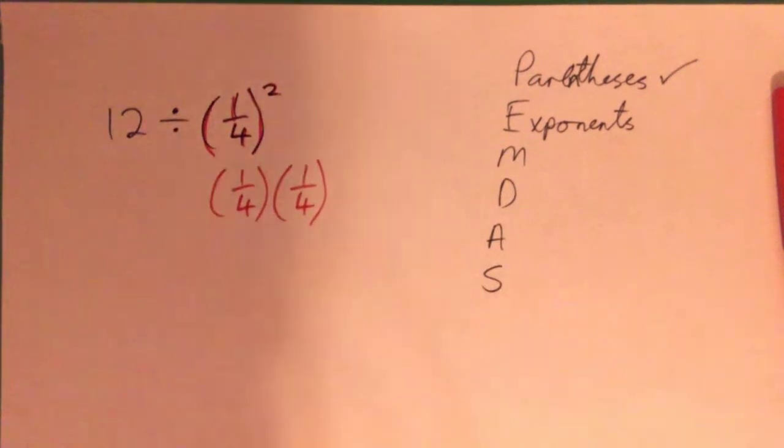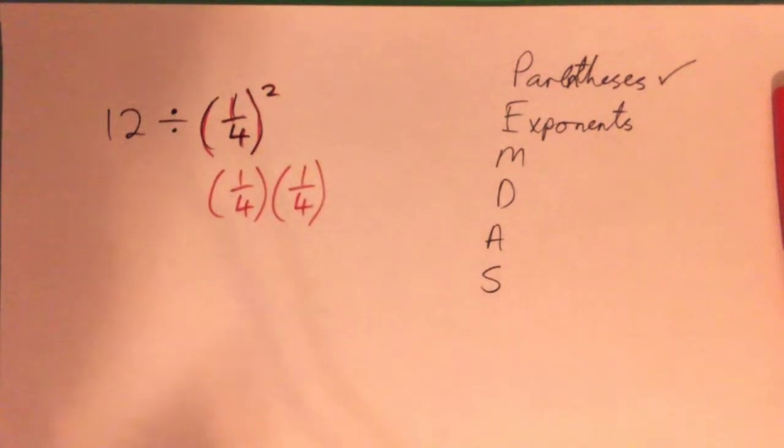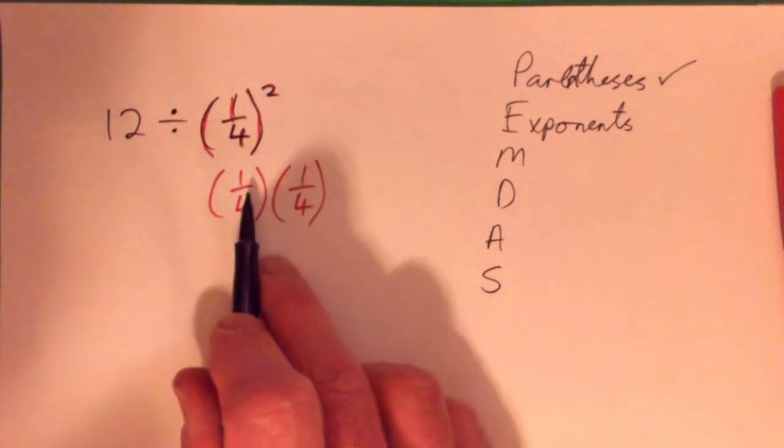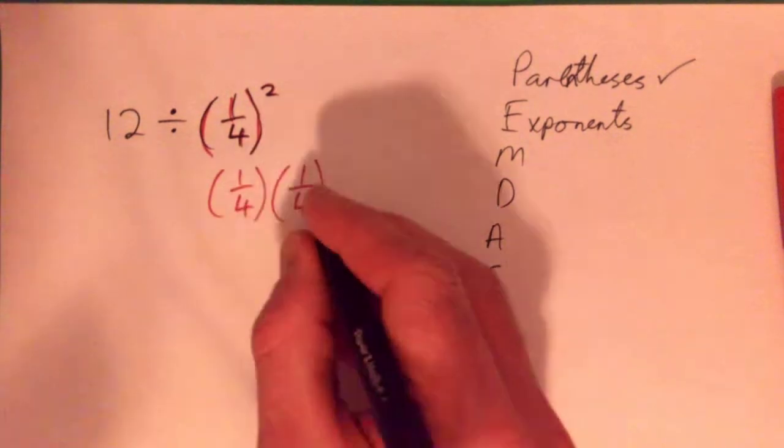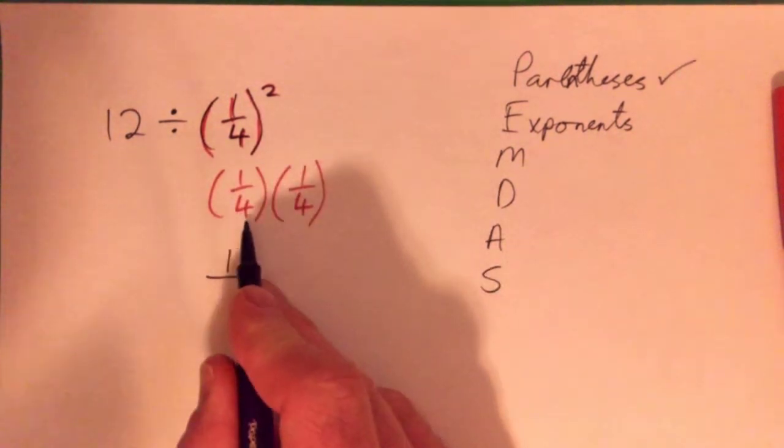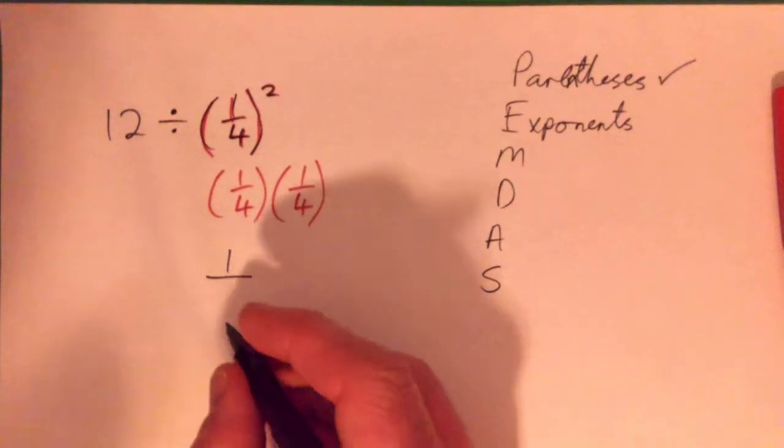Now, how do you multiply fractions? Times the two top numbers, and the bottom two numbers together. Times the top, 1 times 1 is 1, and then multiply the bottoms. A quarter times a quarter is 1/16.